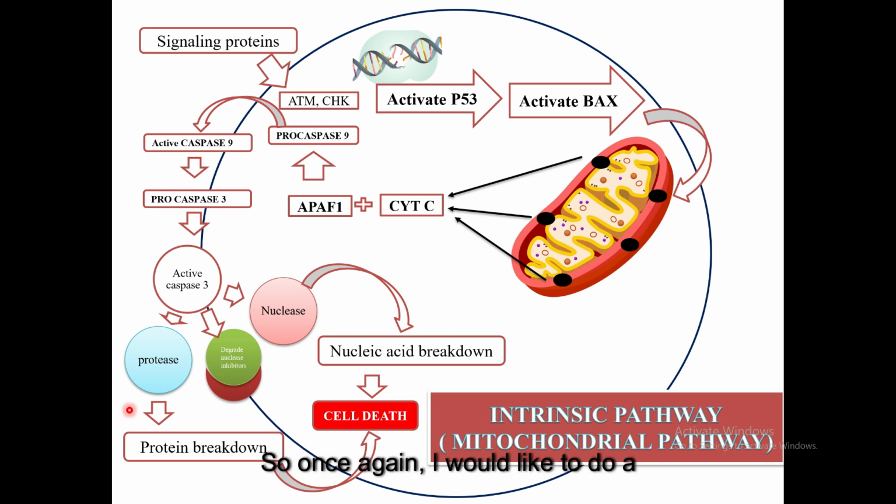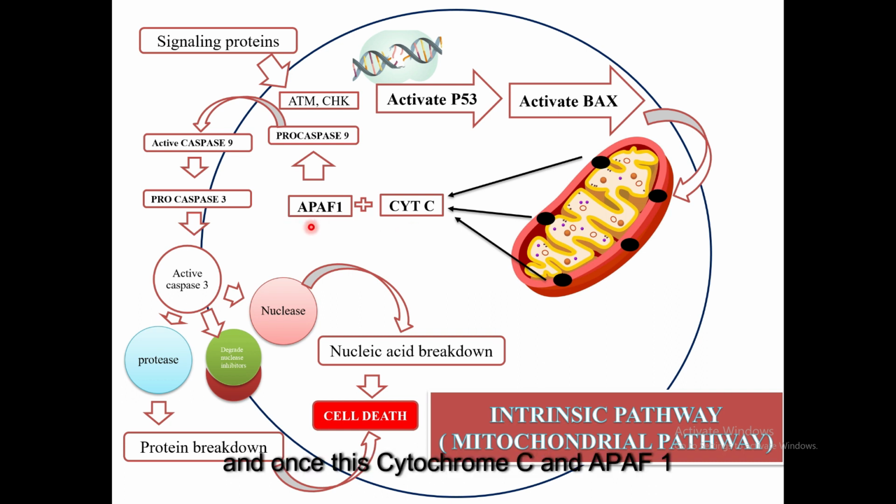So once again, I would like to do a revision. When there is DNA damage, there will be secretion of signaling proteins like ATM and CHK. When ATM and CHK are secreted or activated, they will activate the P53 protein. Once P53 is activated, it will activate the Bax protein, and this Bax protein will target the mitochondria. They will create holes inside the mitochondria, and through these holes, all the cytochrome C will come to the cytosol, and it will pair with the APAF1 protein.